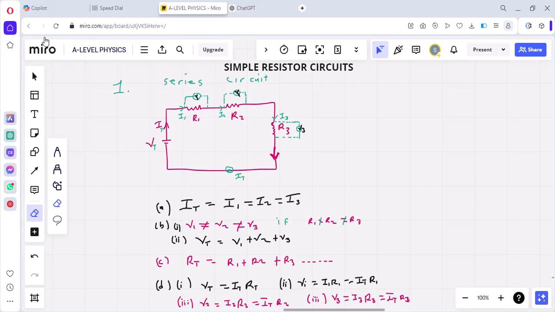Now, how are resistors connected in a circuit? Resistors can be connected in two ways in a circuit. We can connect resistors in series, or we can connect resistors in parallel.